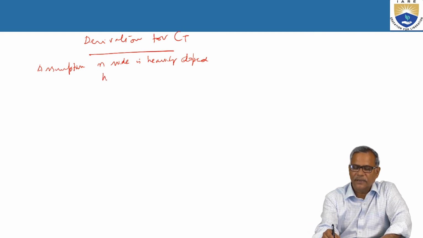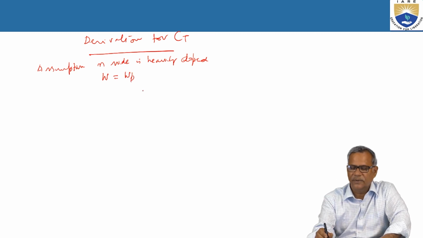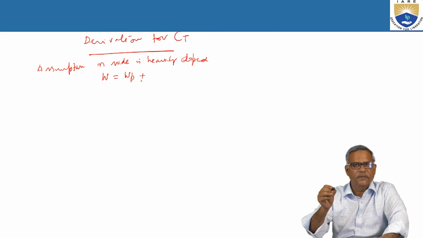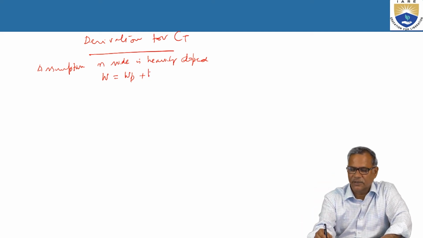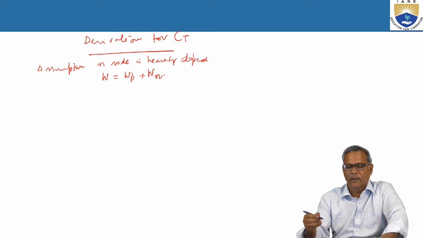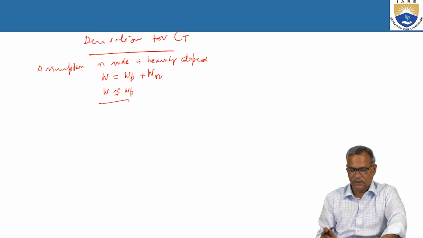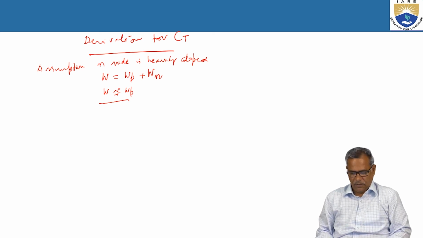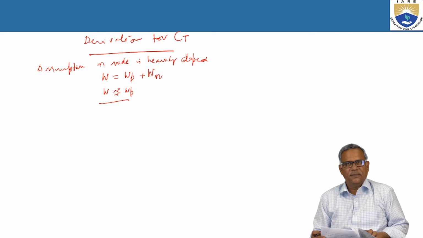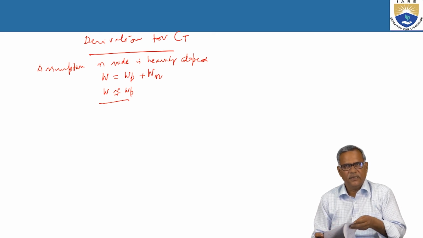So the width of the depletion layer, W, is equal to the width of the depletion region on the P side plus the width of the depletion region on the N side. So W is equal to WP plus WN, and as the N side is heavily doped, the depletion region essentially lies in the P-type region, and we can say W is approximately equal to WP. Now with this assumption, let us do the derivation for the transition capacitance.